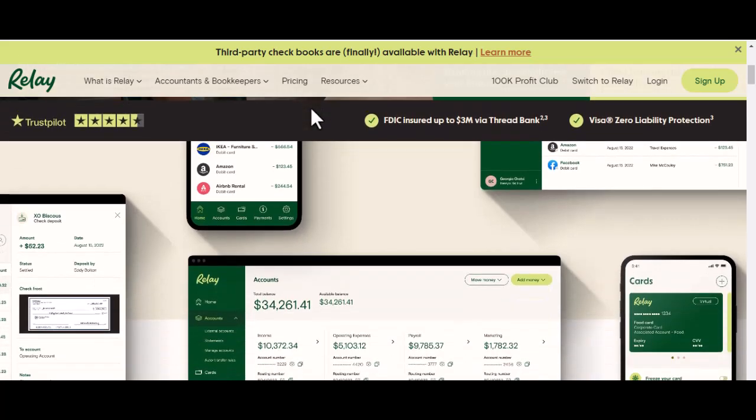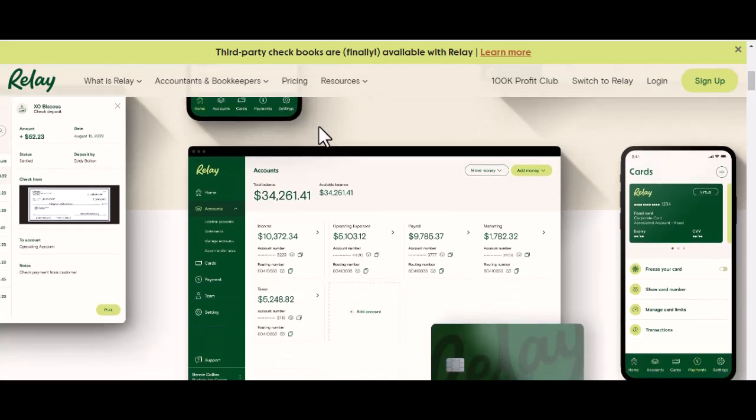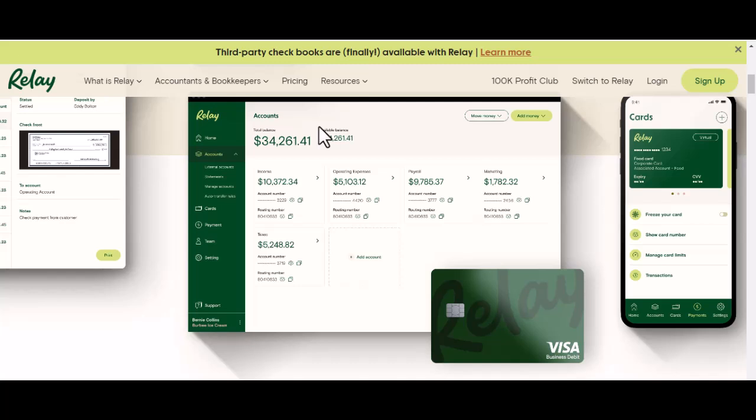CashApp, on the other hand, is a widely used mobile payment app that offers a variety of financial services. But can these two platforms work together seamlessly?